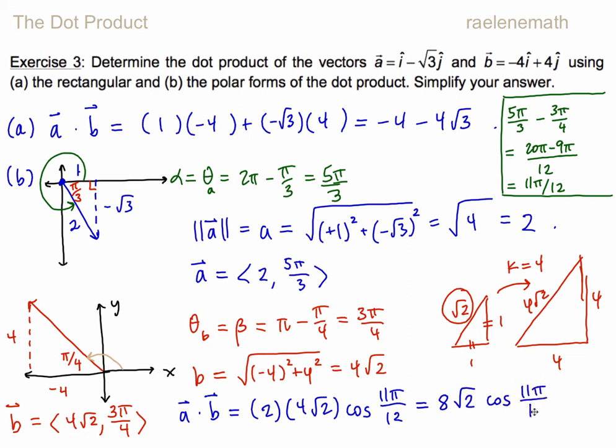Now this had better be a negative answer because I got a negative answer in part A. If I factor out a negative, it'll be negative times 4 plus 4 root 3. I can use some trig identities to work this out, and I'll pause the video and just work out a few lines of that so you can compare it for yourself.